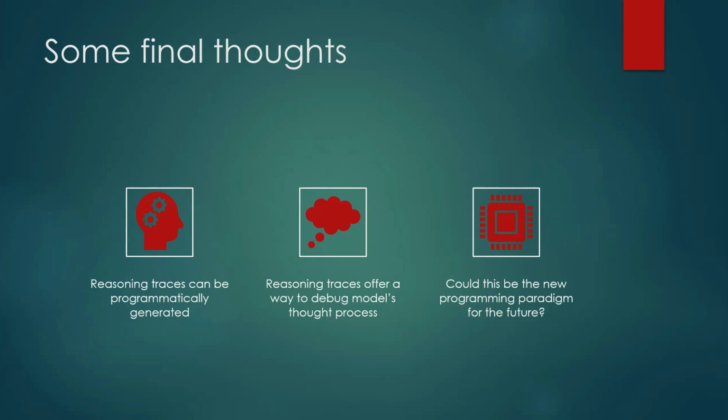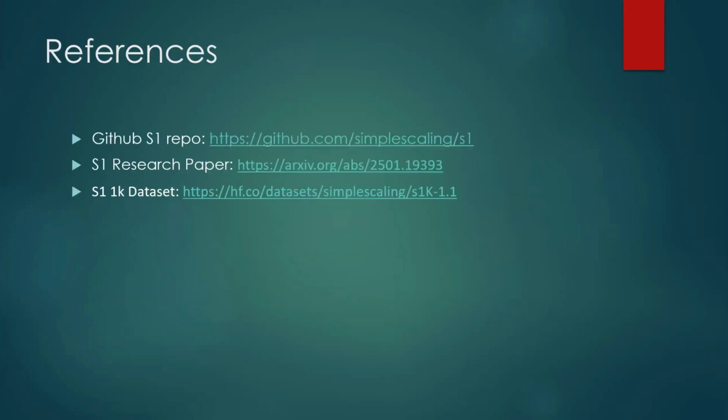If you go through that cycle where you train a model to think a certain way, then validate it, and then correct the data, this is actually like the new programming paradigm. So my thought here is, could this be the new programming paradigm for the future and the way that we build software? That's my thought there. And there are some references.